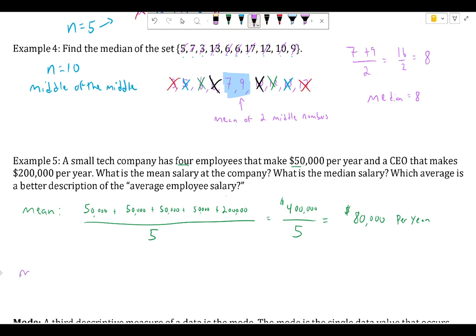Next, we want to find the median. The median would be the middle number. And we already have the numbers listed in ascending order from the first step. As you can see, we have a 50,000, a 50,000, a 50,000, a 50,000, and then a 200,000. The middle number would be $50,000.